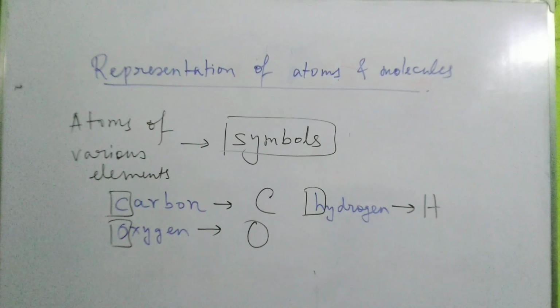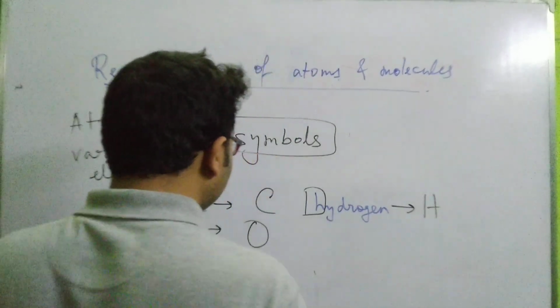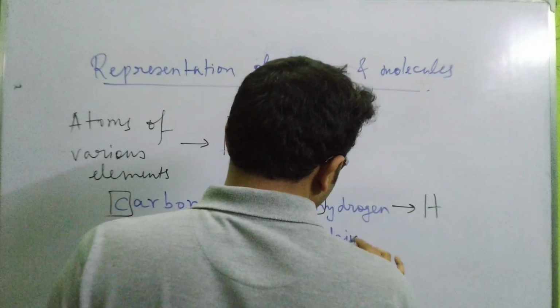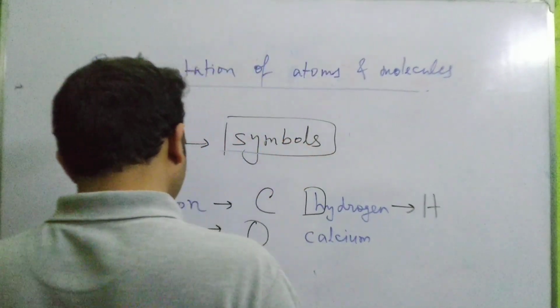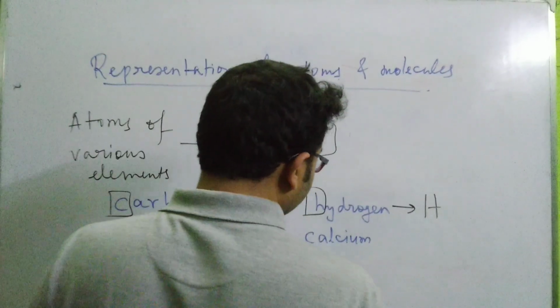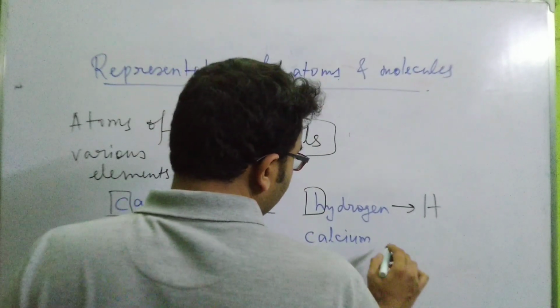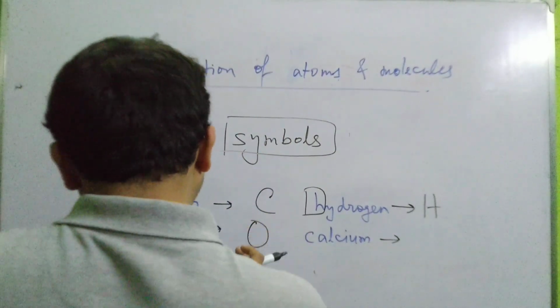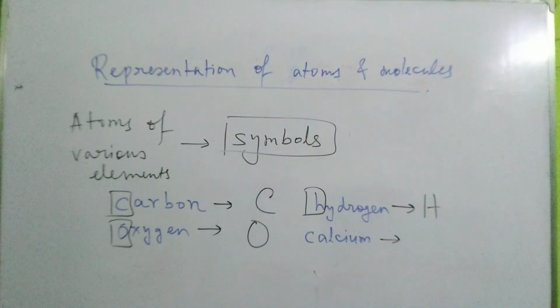Now, there comes a confusion if we consider the element calcium. Now, here comes the problem. If you take the first letter of the element calcium, C, you already have a symbol C which is used to denote carbon. So if we take C for calcium also, then confusion will arise.